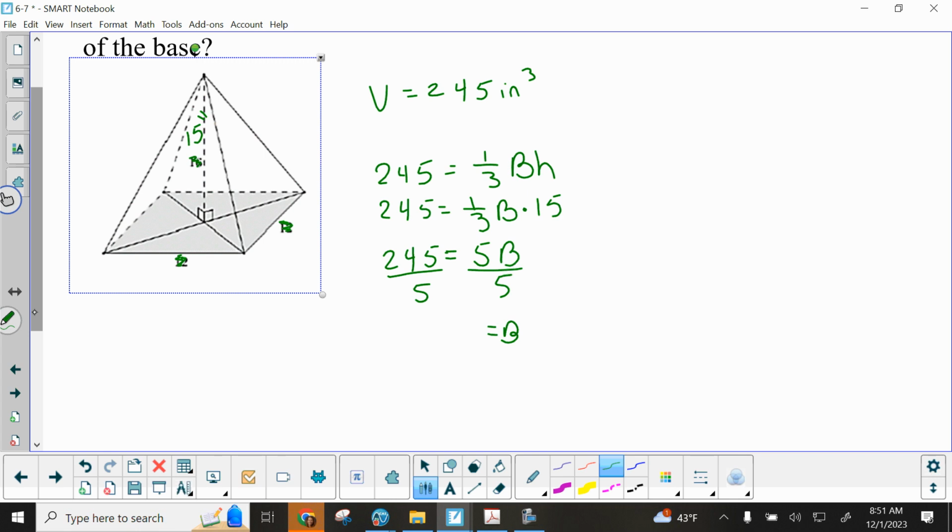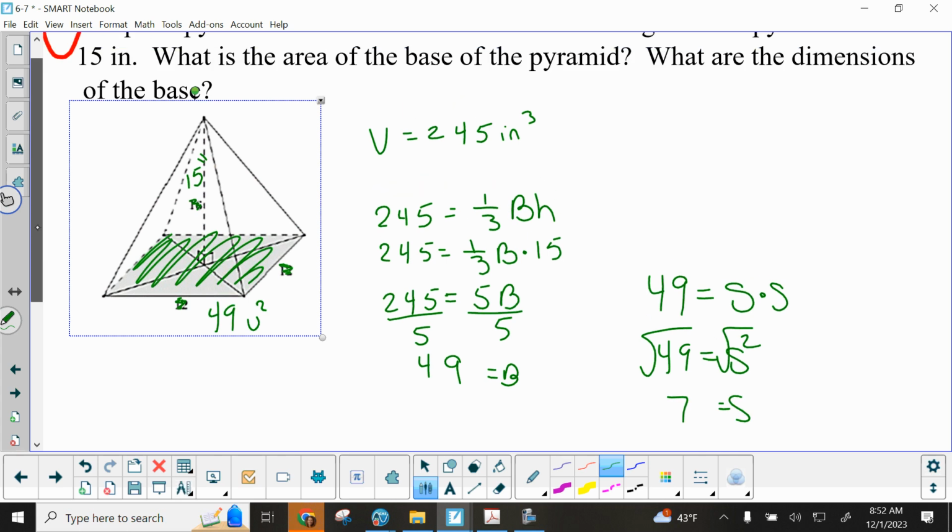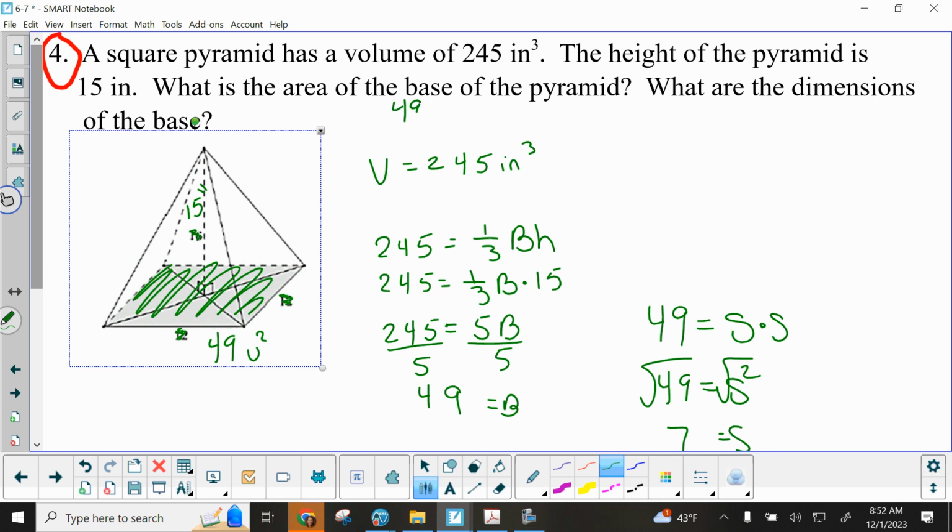So 245 divided by 5 is 49. So the area of this base would be 49 units squared. So then what are the dimensions? Well, a square is side times side, or side squared. So when I take that square root, I see the side has to be 7. So my base area is the 49 units squared, and the dimensions are 7 by 7.